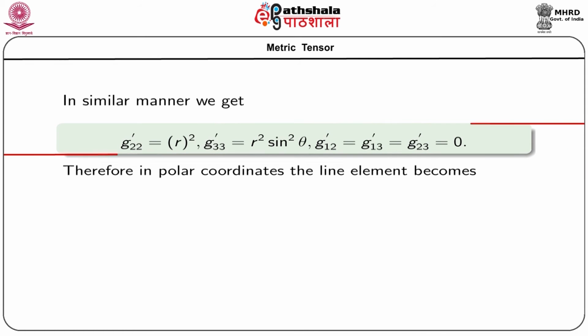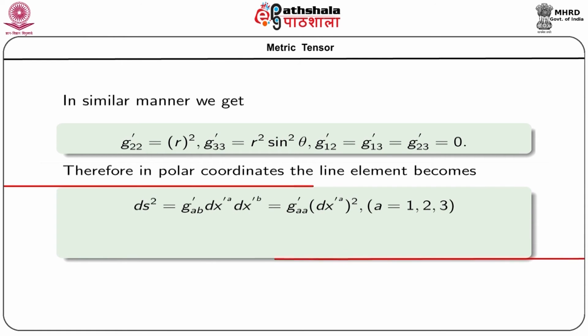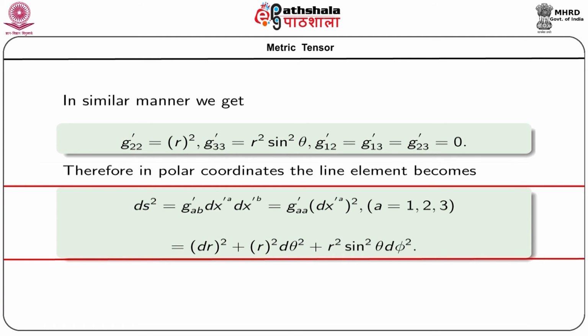Therefore, in spherical coordinate system, the line element becomes ds² = g'_ab dx'^a dx'^b, which takes the form g'_ab dx'^a dx'^b, which comes to this one: dr² + r² dθ² + r² sin²θ dφ².